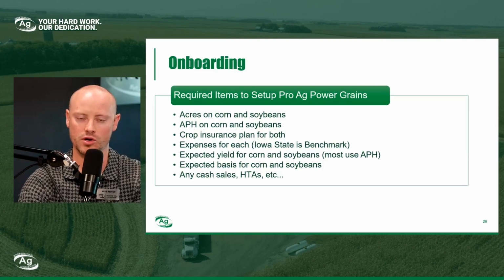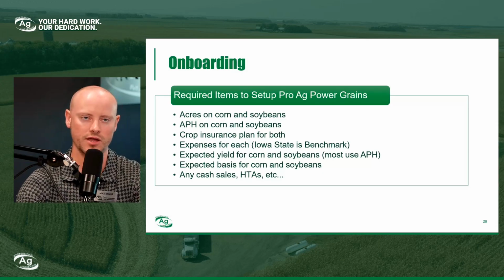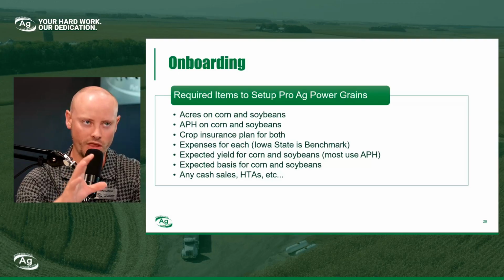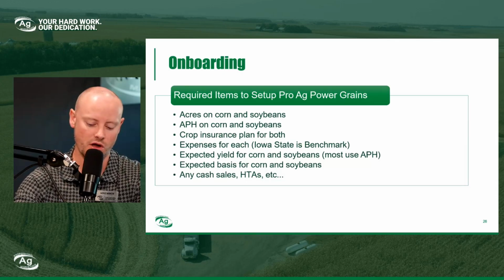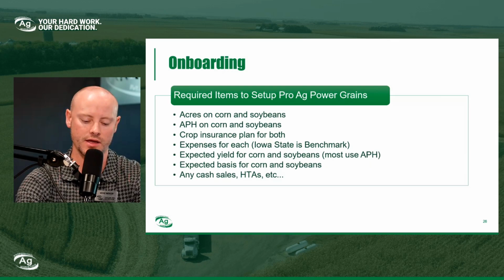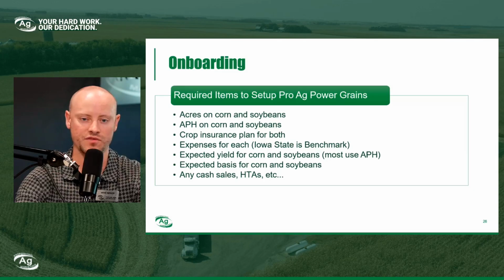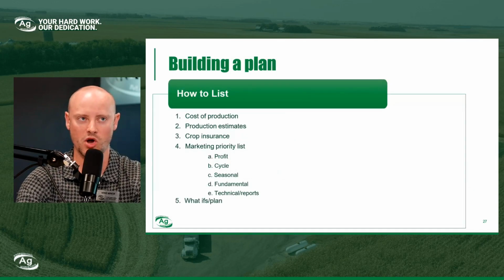Expected yield for corn and soybeans, use APH maybe if you want. Otherwise, what is the expected yield you actually think you'll get this year? And then what are we going to use for an expected basis on corn or soybeans for either harvest delivery or anything you put in the bin later on to take advantage of? And then last but not least, any cash sales you've made, any HTAs, things like that that you've already made for this next marketing year.